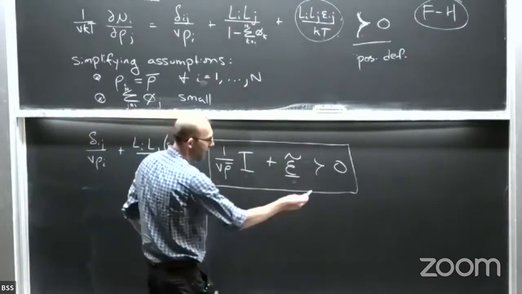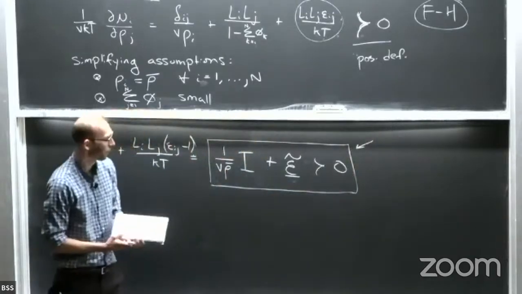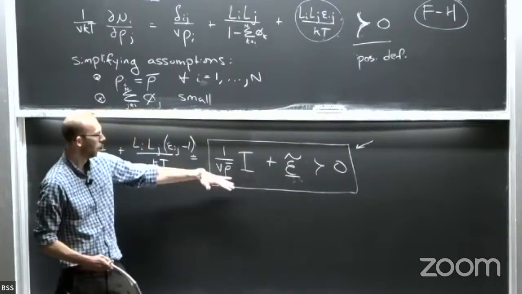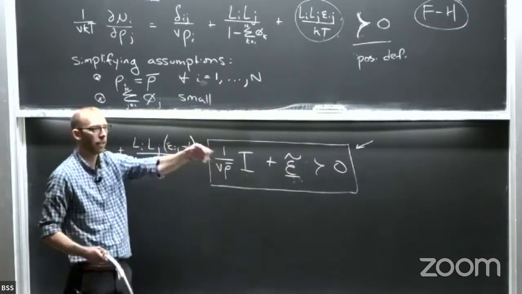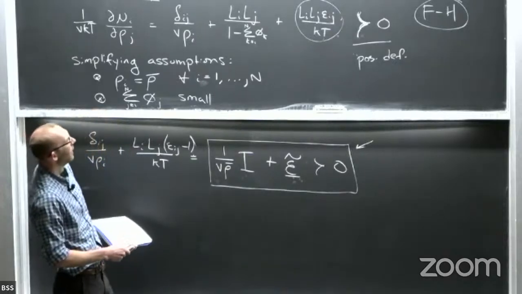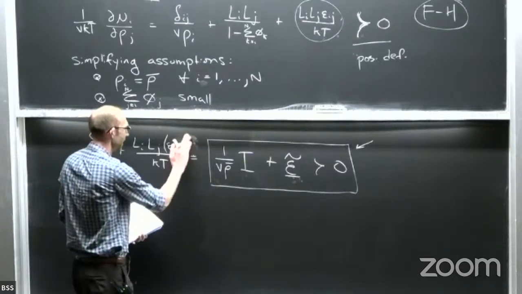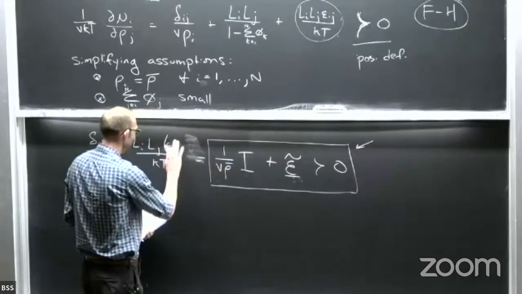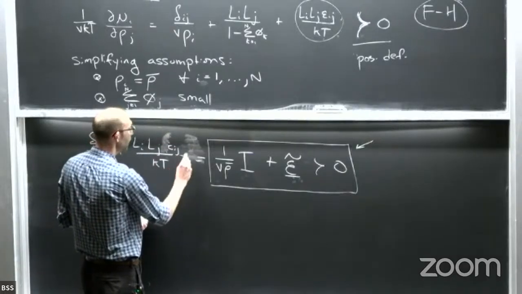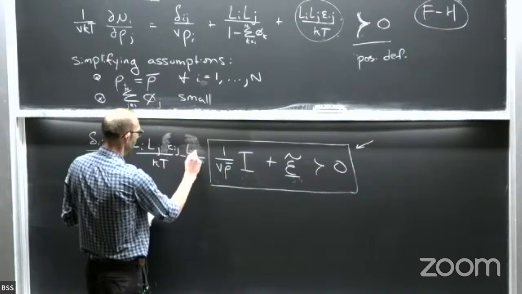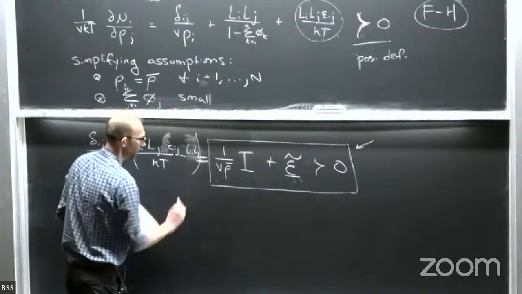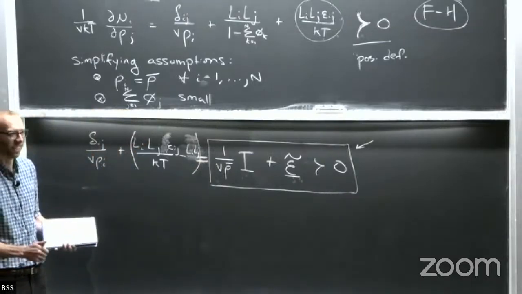Right. So this is the thing we care about. We have some rescaled energies here, and we have our contribution from the ideal part. Minus LiLj. Right. Thanks. Good.